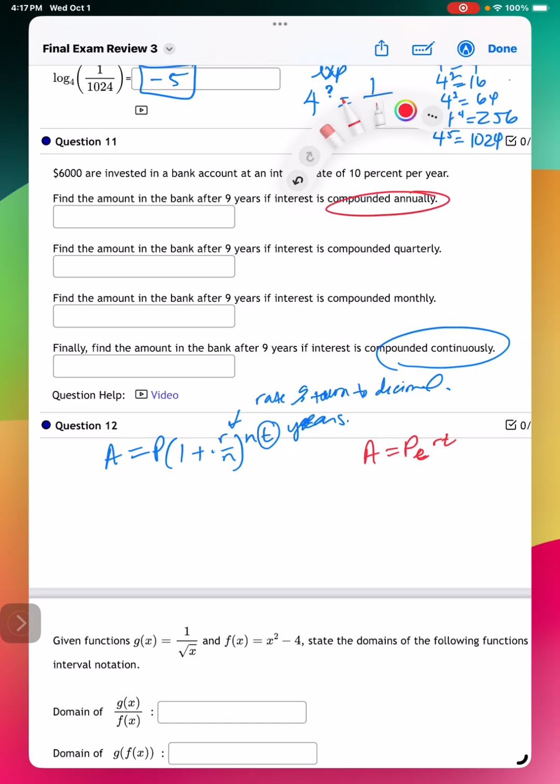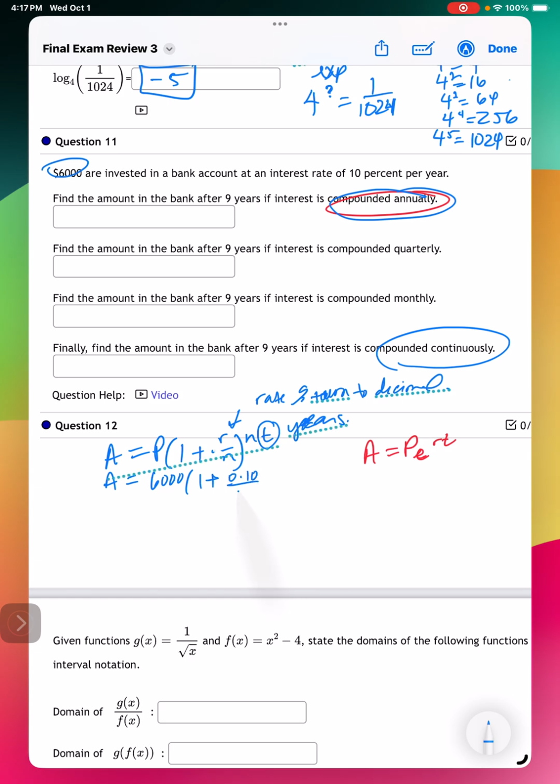Compounded annually means it happens once a year. So then we're looking for our future amount, the amount in the bank after 9 years. If you invest $6,000, that's coming from the beginning of the problem, 1 plus a rate of 10%, so that'd be 0.10, all over N, the number of times it compounds in a year. In this case, it would be 1, times how many years?